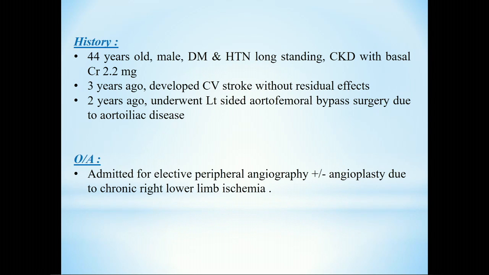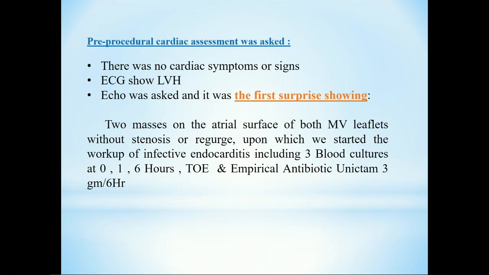How was he admitted? He was admitted for elective peripheral angiography plus or minus angioplasty due to chronic lower limb ischemia in the vascular surgery department, not our cardiology department. Pre-procedure cardiac assessment was asked to assess the pre-procedure cardiovascular events. There were no cardiac symptoms, no cardiac signs, no signs of heart failure. ECG showed LVH due to chronic hypertension.